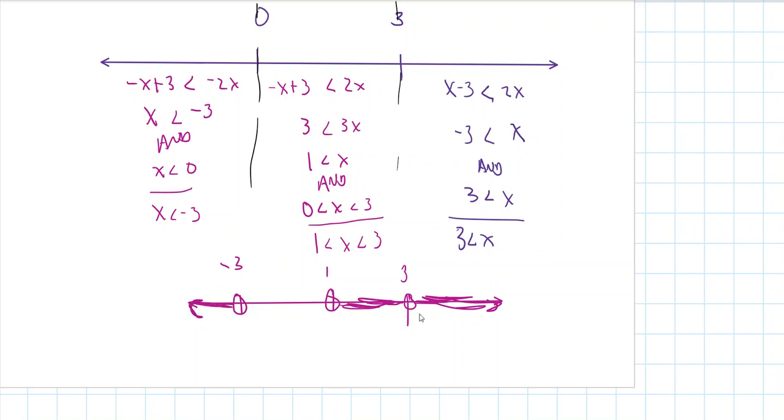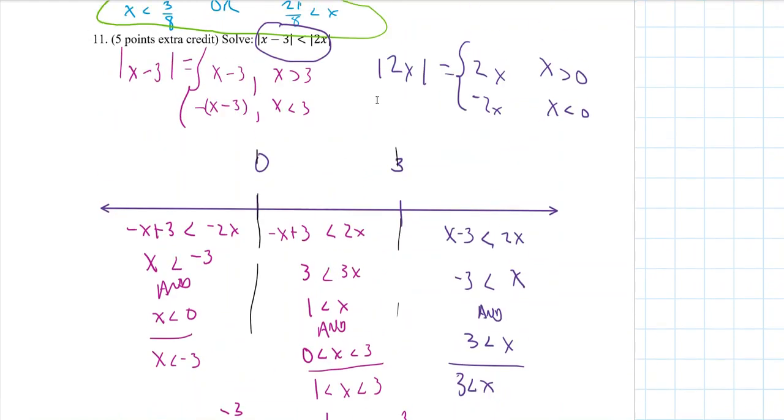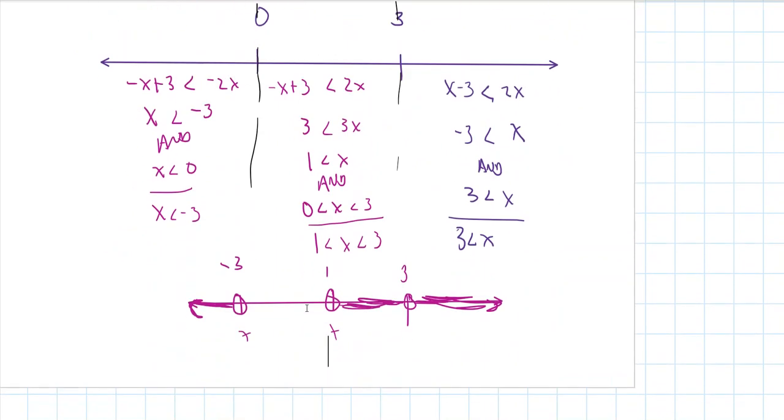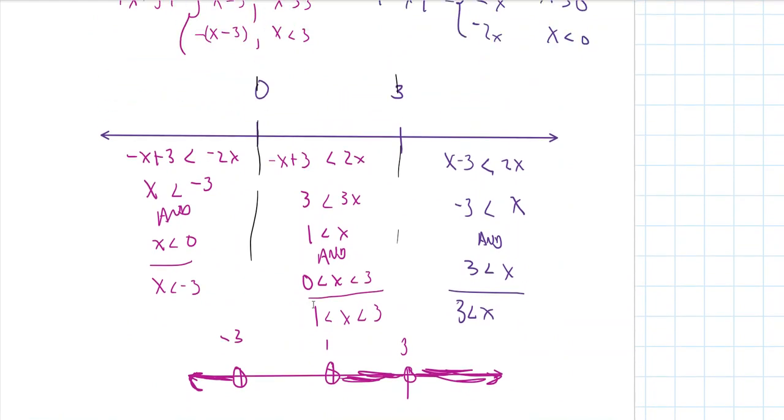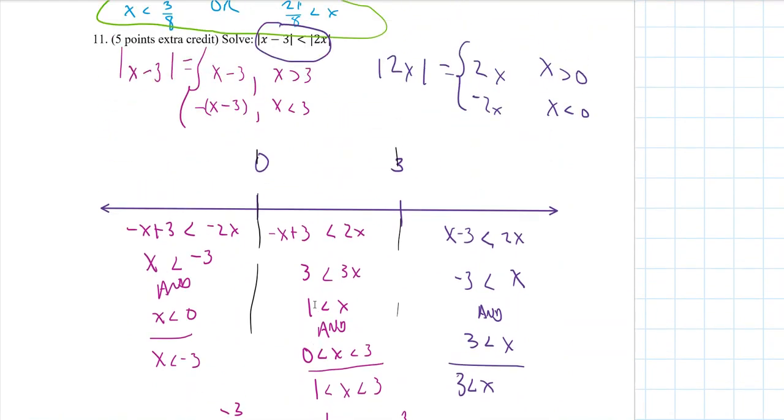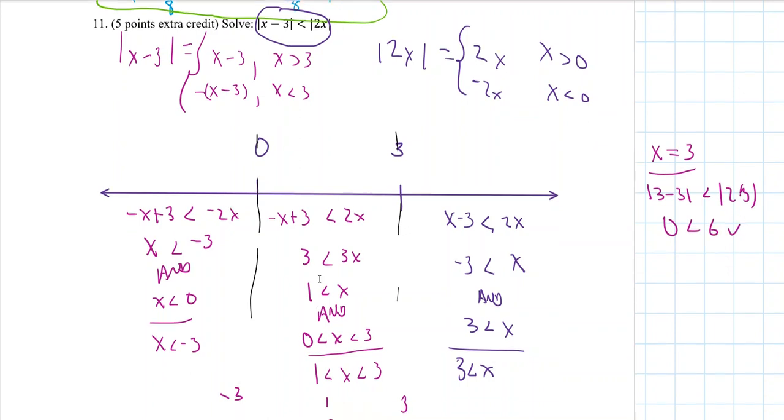If you check all these points, these two won't work. They're out because they're the endpoints of the interval, and it says strictly less than, so they're not going to work. You should test them to be sure, but they won't work. This one actually does work. If you put 3 into the original inequality, x equals 3, I'm just going to evaluate this. I get the absolute value of 3 minus 3 is less than the absolute value of 2 times 3. That says 0 is less than 6. That's true, so 3 is in.